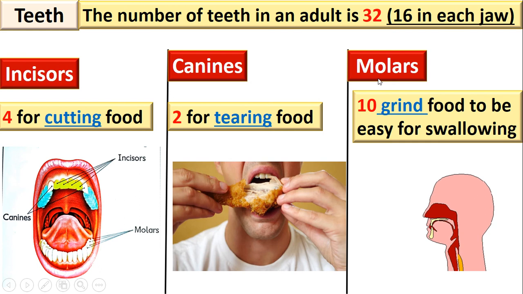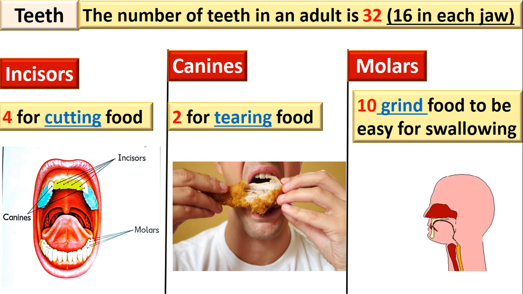So let's go to number 3, the molars. We have now 4 incisors and 2 canines. They are 6. So still 10 molars. We have 10 molars. 1, 2, 3, 4, 5, and 1, 2, 3, 4, 5 in each jaw. 10 molars. And the function of molars is grinding food.